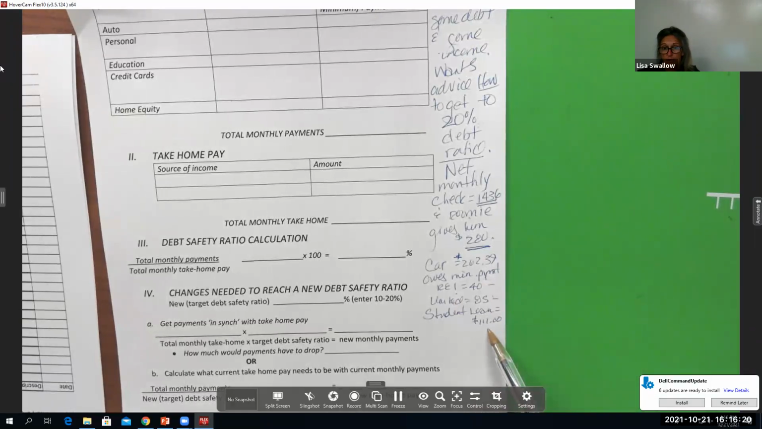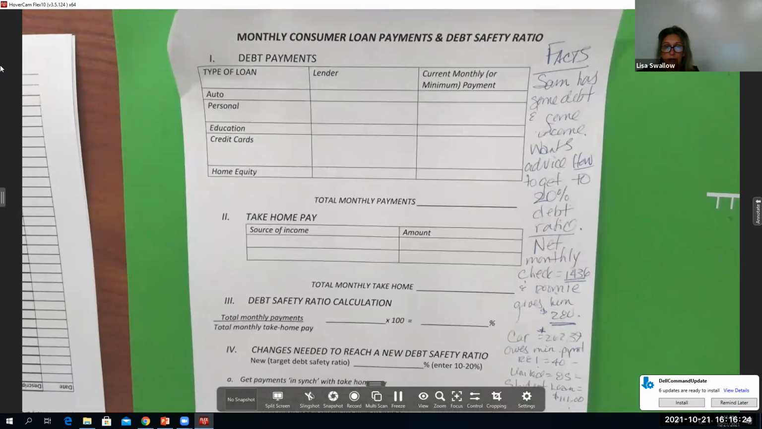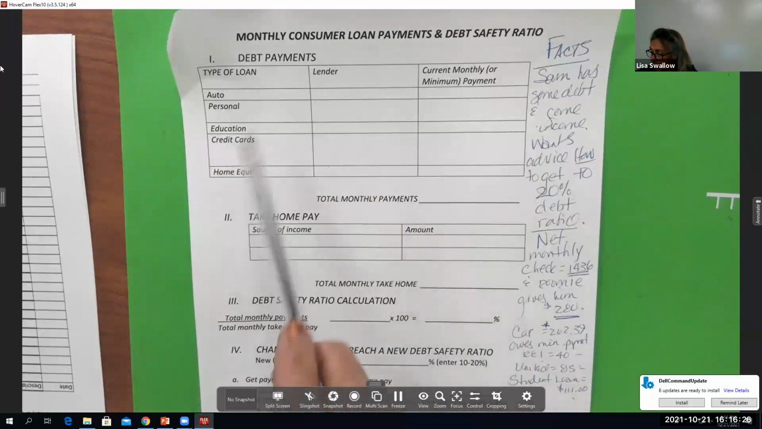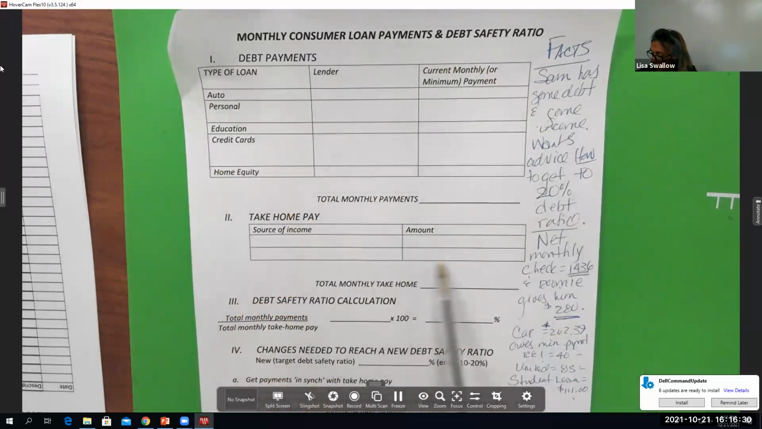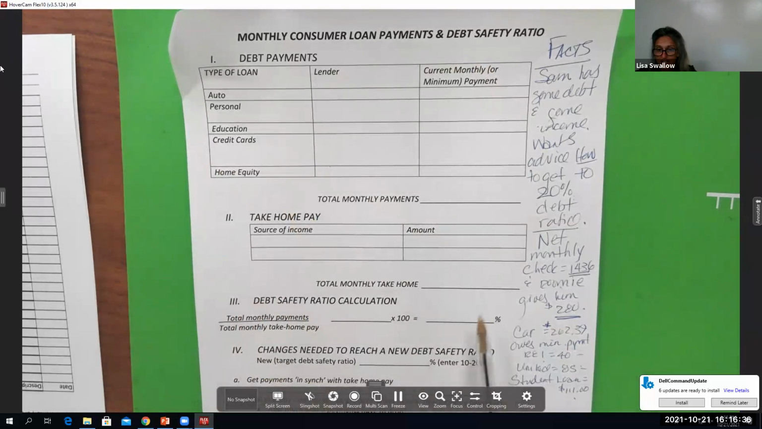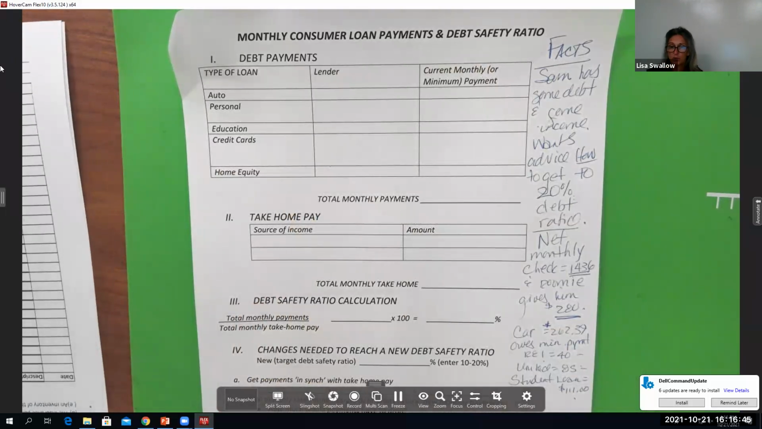So I'm going to have you turn off the tape, and I'll meet up with you. You're going to fill in his debt payments and come to a total. And then you're going to fill out his income and come to a total. And then you're going to tell me what percentage Sam's at right now, what his debt ratio is. So go ahead, please turn off the tape, and I'll meet you back here with that filled out.